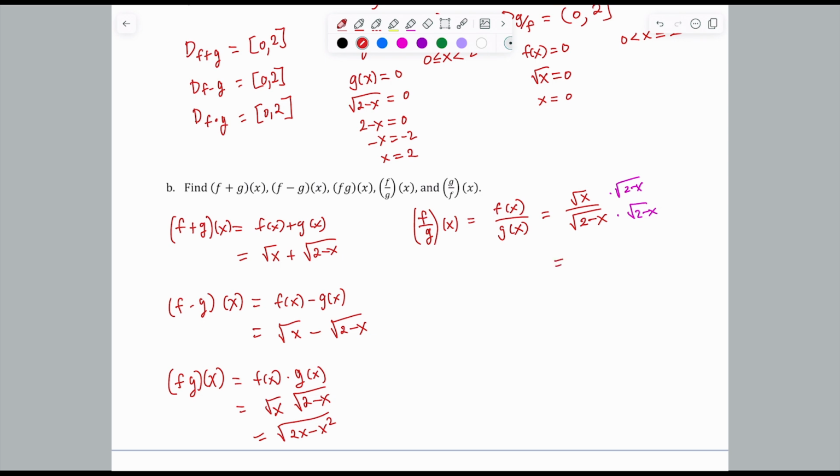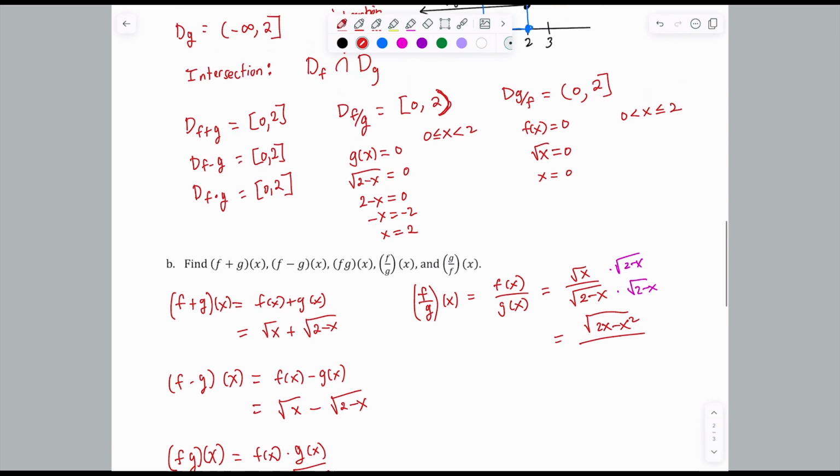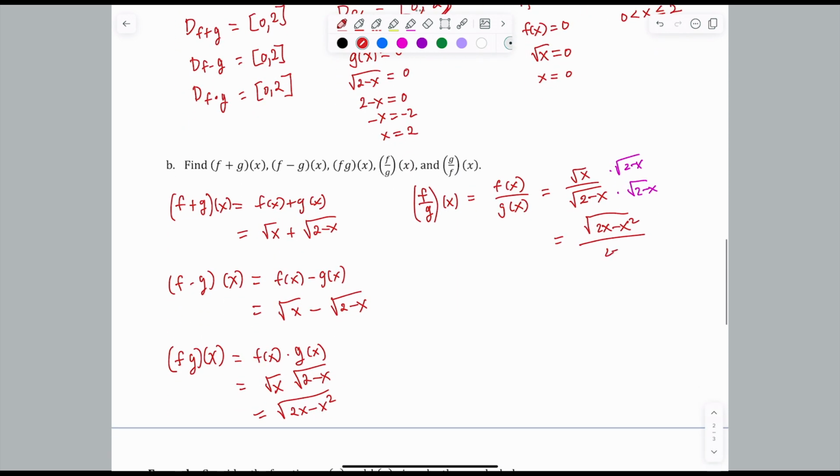And the square root of x times the square root of 2 minus x, we can write that as the square root of 2x minus x squared, and the bottom we would be left with the square root of 2 minus x times the square root of 2 minus x, and so we're left with 2 minus x. Technically probably an absolute value there, but I'm not too concerned with that. I think we could just stop right there.